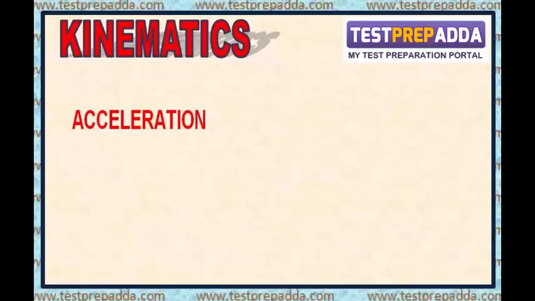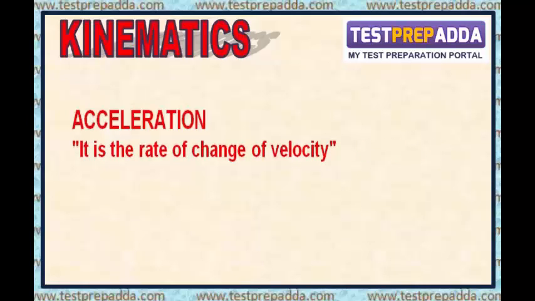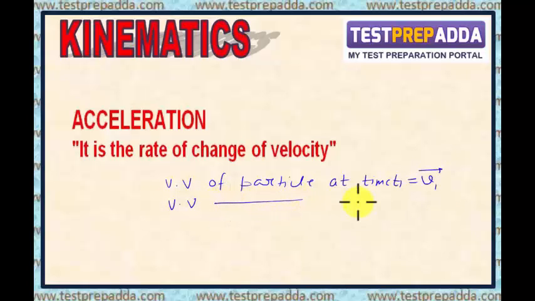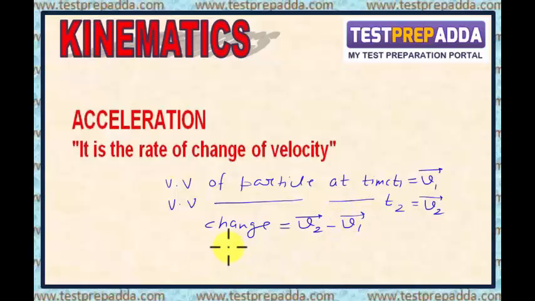Now, how will you define acceleration? Acceleration is the rate of change of velocity. For example, if I say the velocity vector of a particle at time t1 is v1 vector, and the velocity vector of the particle at time t2 is v2 vector, then what is the change in velocity? Change in velocity will be written as v2 vector minus v1 vector. This is the change in velocity.